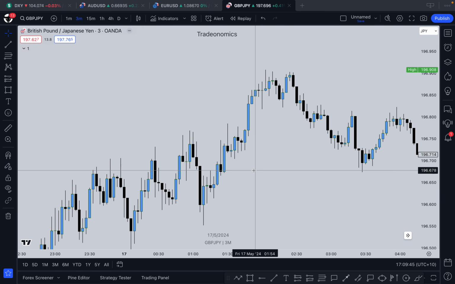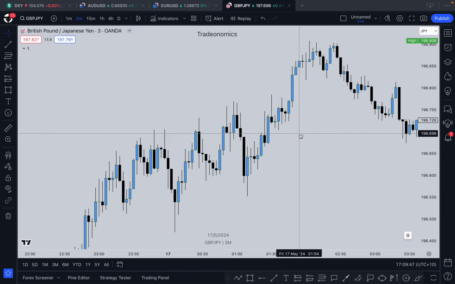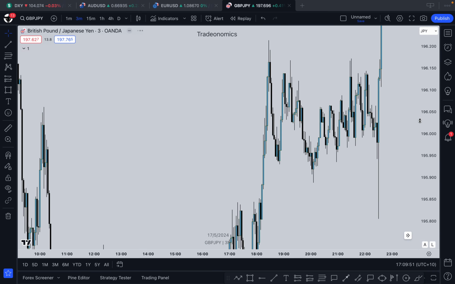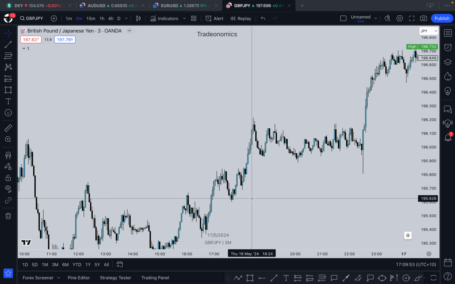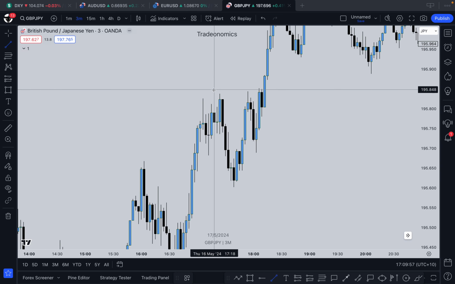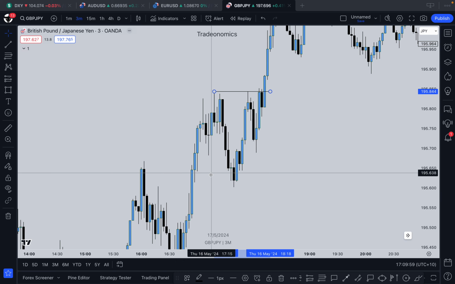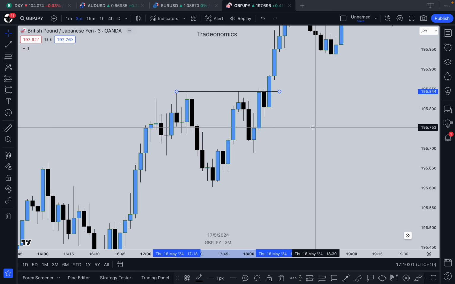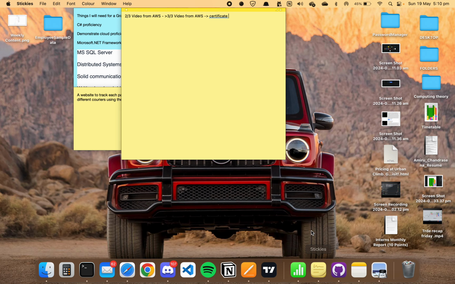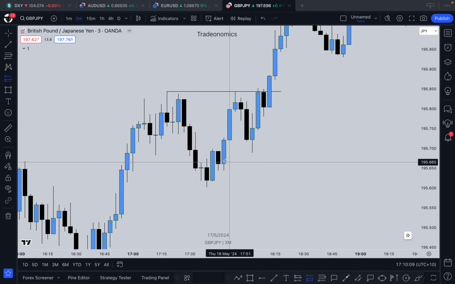Okay, let's say something like this, right? On the higher time frame, we might have missed this move. Again, you can see if you zoom down to the 1 minute, we have the breaker structure, fib entry, right? You can have something like this, right?